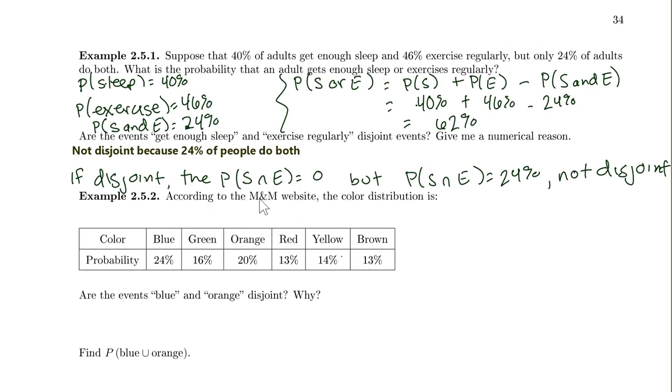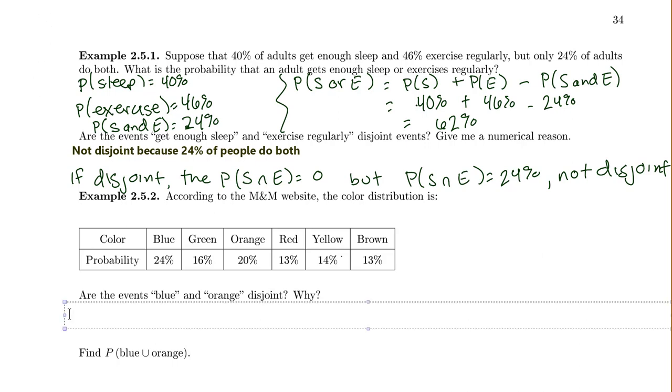Our next one, according to the M&M website, the color distribution of M&Ms is blue is 24%, green 16%, orange 20%, etc. here. We want to know, are the events blue and orange disjoint? Why? So I would say you can't be blue and orange at the same time. You can't be two colors at once. So I would say they would be disjoint because you can't be two colors at the same time.